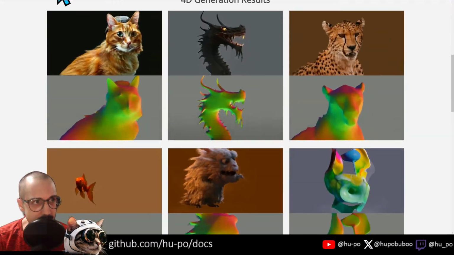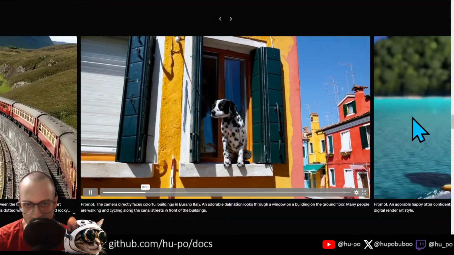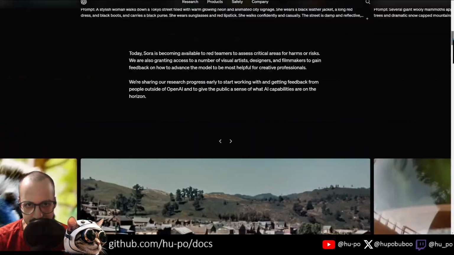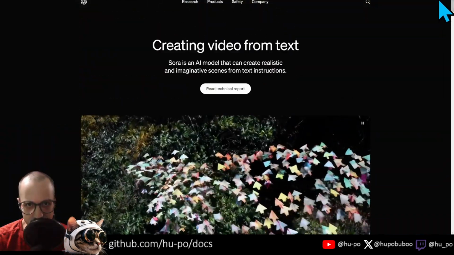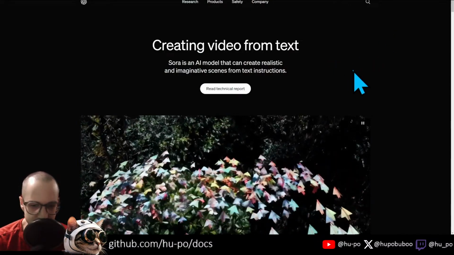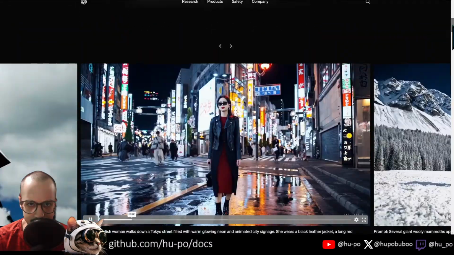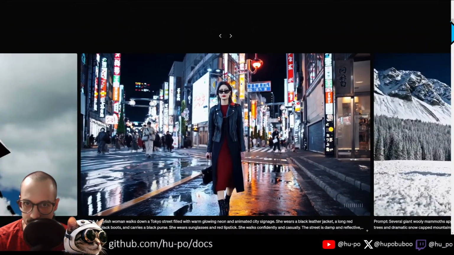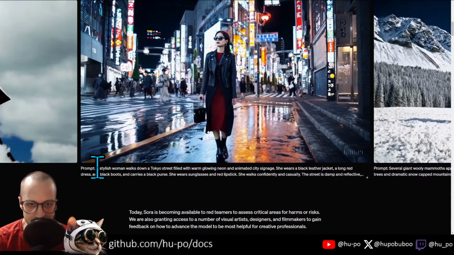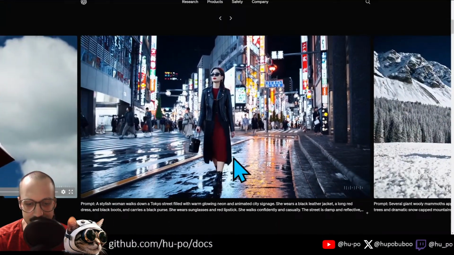So let's go back to the paper here. Video generative models exhibit strong 3D consistency and have a potential to simulate realistic environments. And we're going to look at Sora. Sora is the state-of-the-art video model that really hasn't been released. The only thing we've seen from it are these demos. This was made by OpenAI, and it's a diffusion model that takes a text prompt. So this is like your prompt. You put in this prompt, and out comes this video, and it's like a minute long.